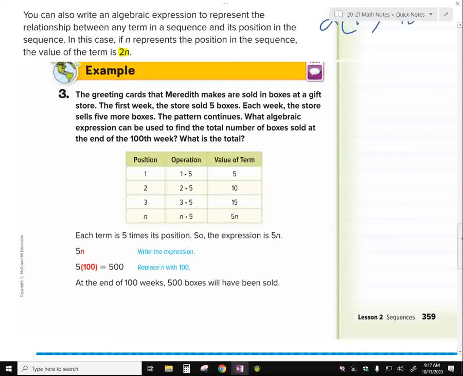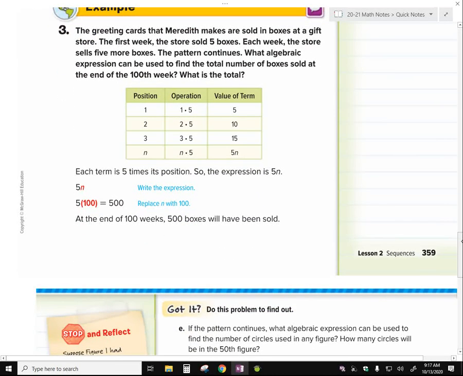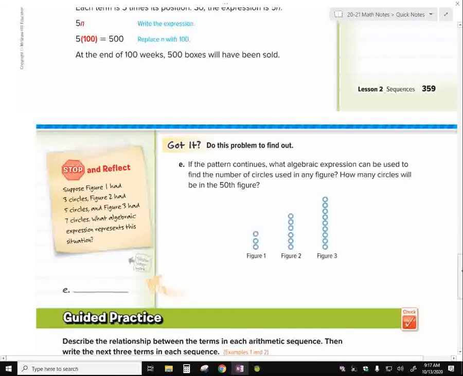The greeting cards that Meredith makes were sold in boxes at a gift store. The first week, the store sold 5 boxes. Each week, the store sold 5 more boxes. The pattern continues. What algebraic expression can be used to find the total number of boxes sold at the end of the 100th week? We have 5 boxes for each position, so it's just 5n. We would multiply 5 times 100 on the 100th week. She sold 500 boxes. So she's doing pretty well.